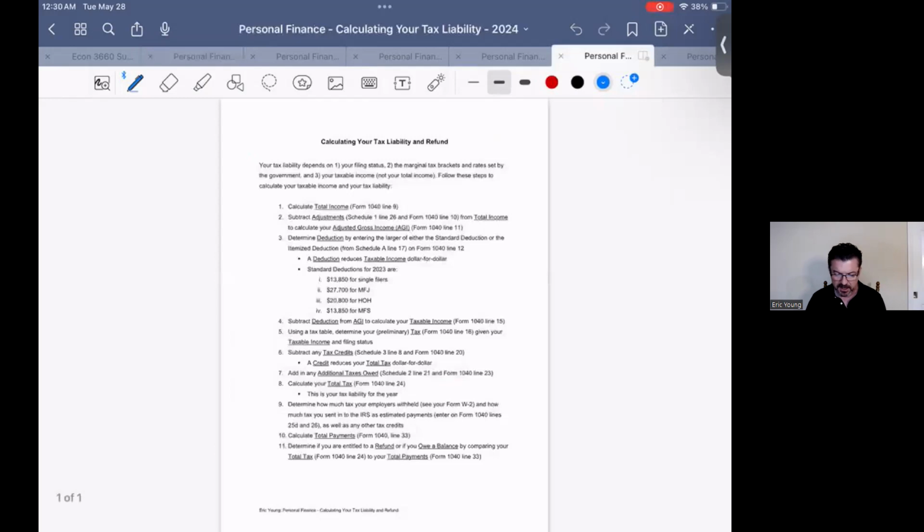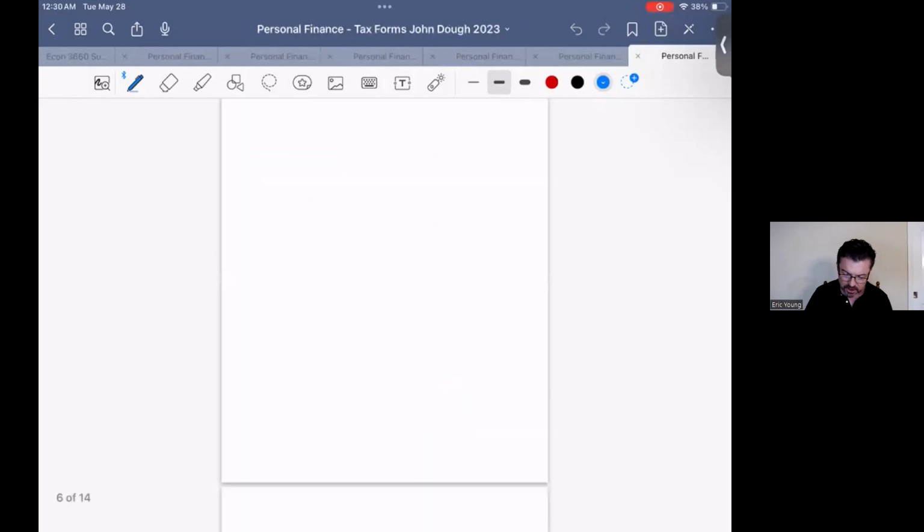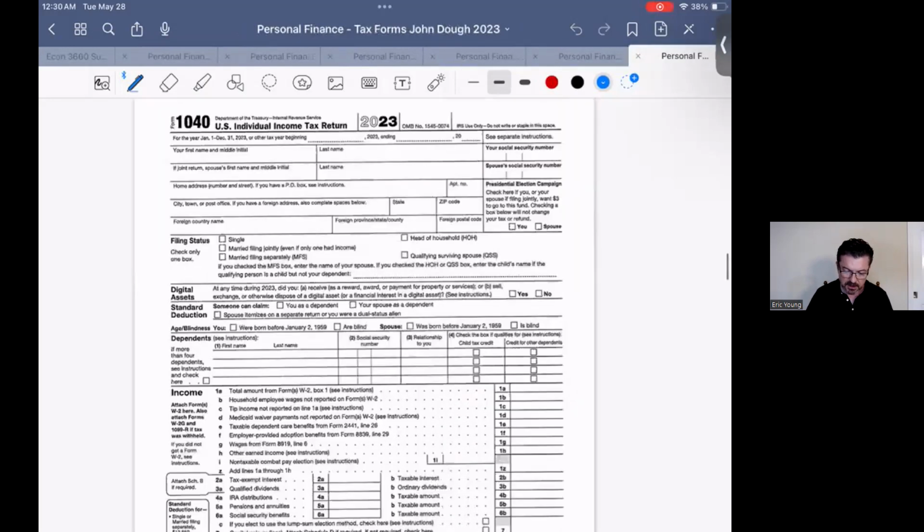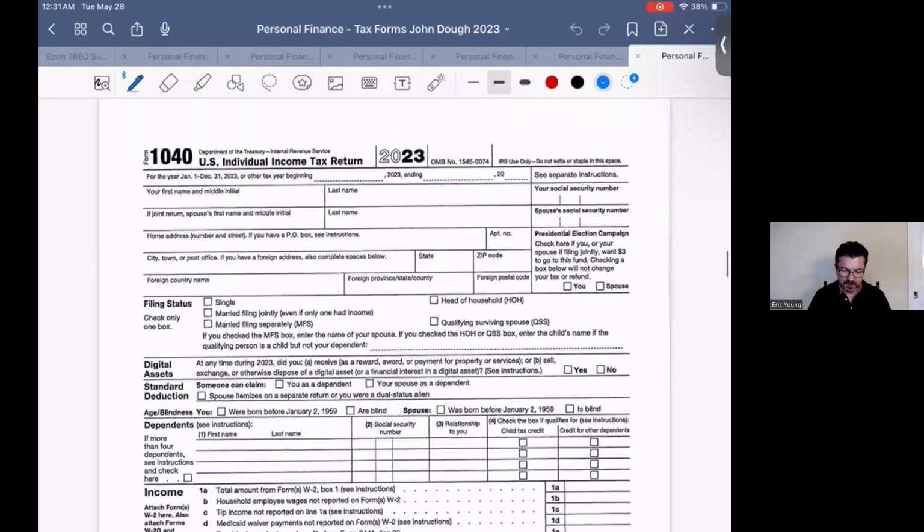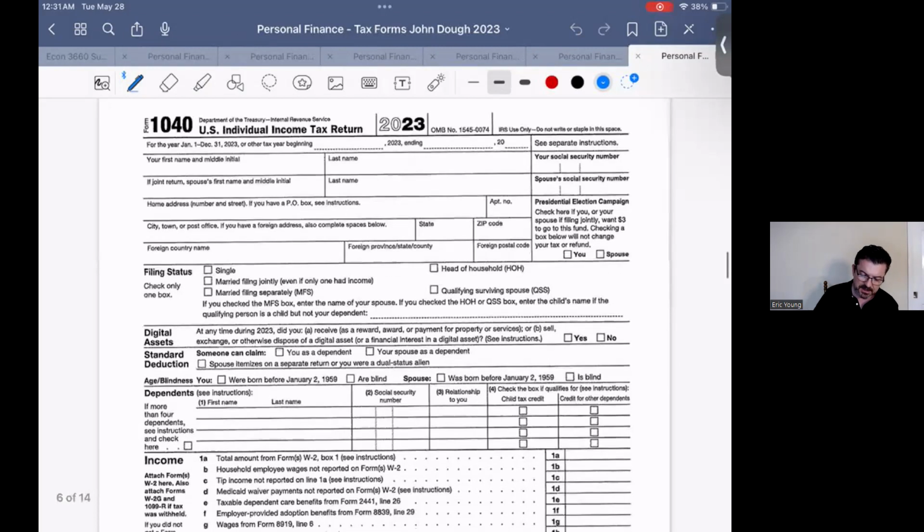So let me try to find, I have a 1040 form that I'd like to show you. Here it is. This is posted with the lecture materials. This is the most recent tax form we have. You'll see on this that up here on top, it's the Form 1040 for 2023.